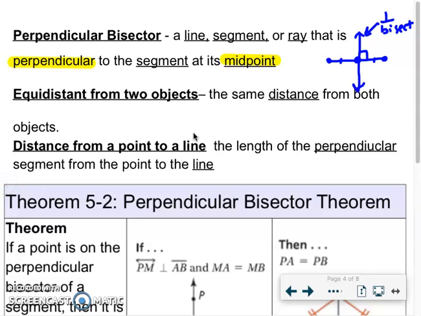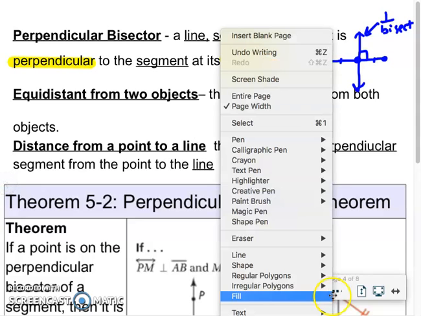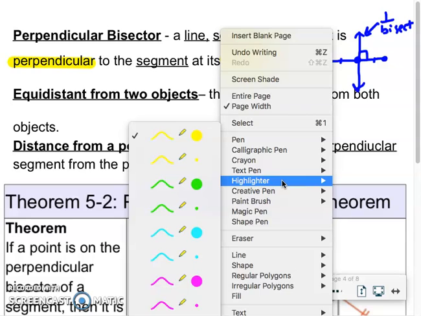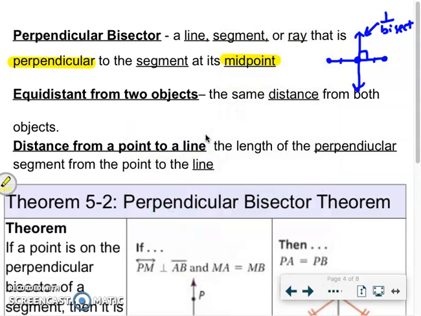Being equidistant, what that means, just some vocab to get started. Equidistant are two things that are the same distance. Okay? This word literally means equal distance. So if you see the word equidistant, you got to think of two segments or two vertices that are the same distance from something.